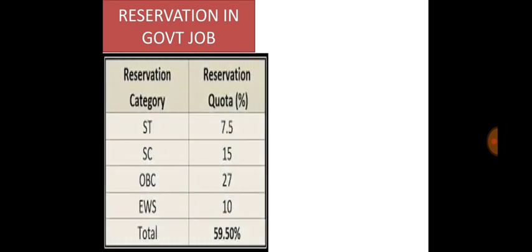You can see there how much reservation is assigned to which group: ST 7.5%, SC 15%, OBC 27%, EWS, economically weaker section, 10%, and a total of 59.50% is right now the reservation given to them. This is also a policy matter. Is it good or bad? We can discuss it, why it should be, and the ways by which we can reform this reservation policy. In the coming classes, you will discuss these topics also.